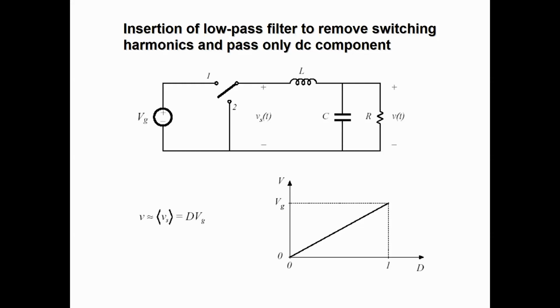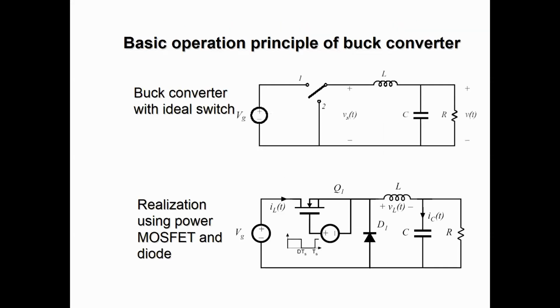So it means that from a DC to DC converter, or buck converter, we can get a variable output voltage from 0 to the input voltage. Its value can be from 0 to the input voltage depending upon the value of D.